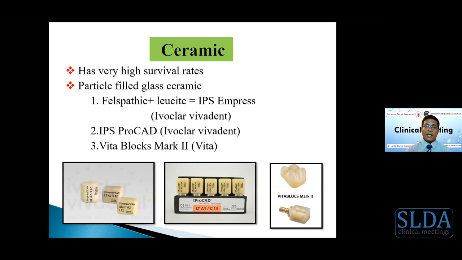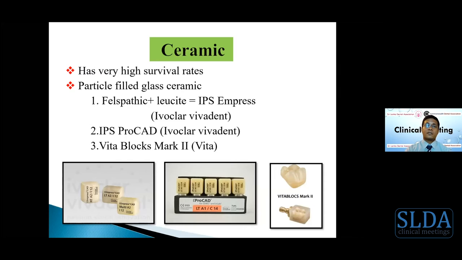As for the composition, ceramics are described in three groups. They are feldspathic, particle filled, and polycrystalline. Feldspathic porcelain is only used for fabrication of veneers, as it does not have filler content in it. So they are not strong for posterior restorations. Particle filled glass ceramics and polycrystalline ceramics are widely used to fabricate posterior indirect restorations today. IPS Empress, IPS ProCAD, and Vita Blocs Mark II come under the particle filled glass ceramics.